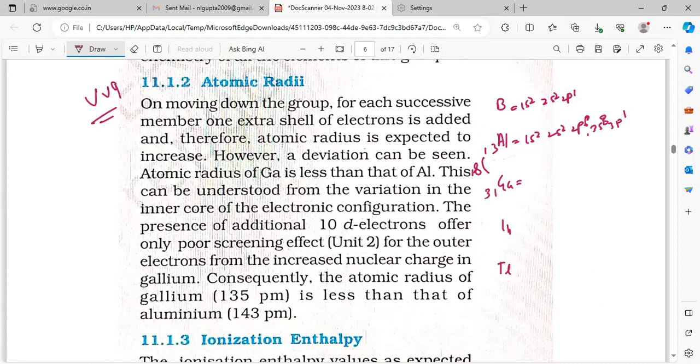So how will the configuration be, you see? 1s2, 2s2, 2p6, 3s2, 3p6, 3d10, 4s2, 4p1. You can count: 2, 4, 6, 10, 12, 18, 28, 30, 31. So what is there? Kindly be a little bit observant in this case.